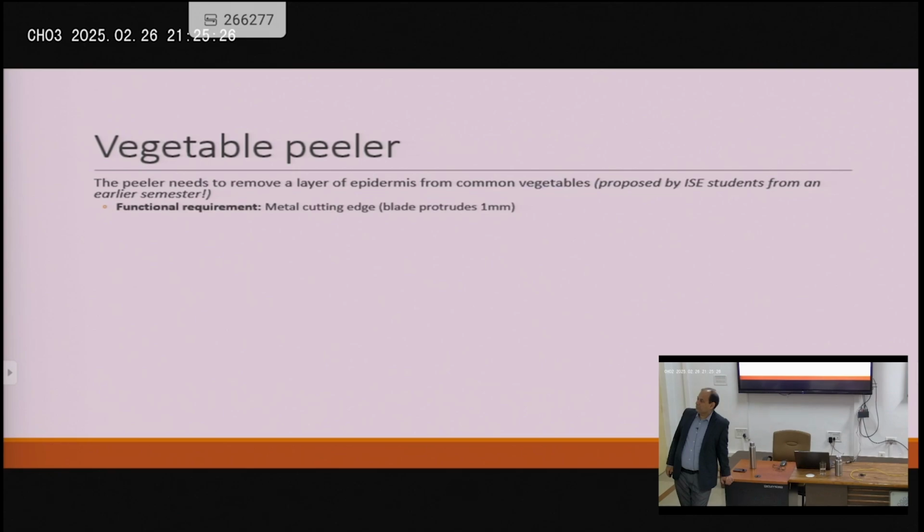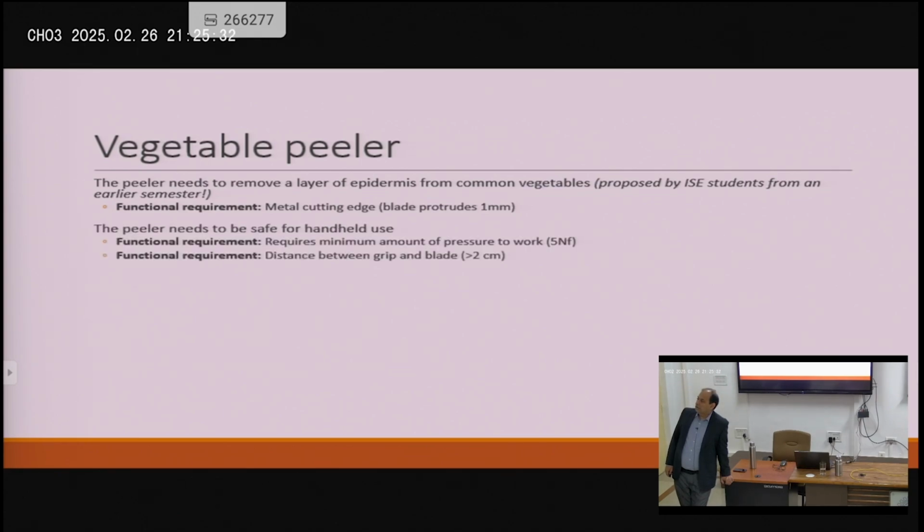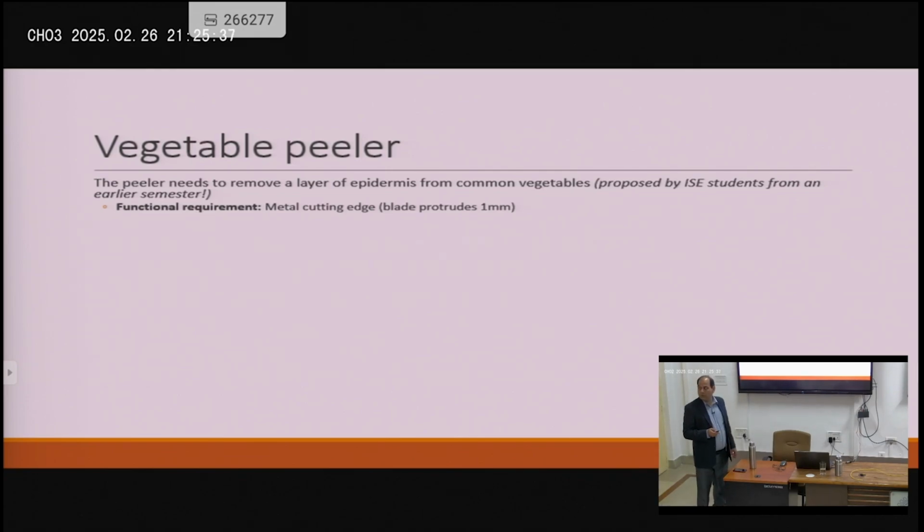Okay. So we have the needs. We want to now think about putting it in a house of quality. So now we have to think about functional requirements. Let's say the peeler needs to remove a layer of epidermis from common vegetables. This was proposed by students in my department. That's the language they use. A layer of epidermis. I don't know if epidermis is the right word, but that's what we have. Top layer of skin.